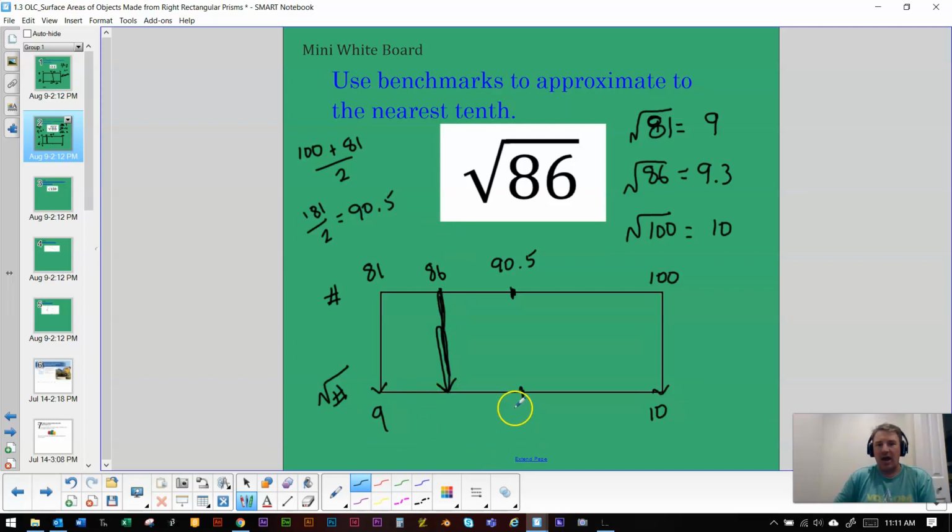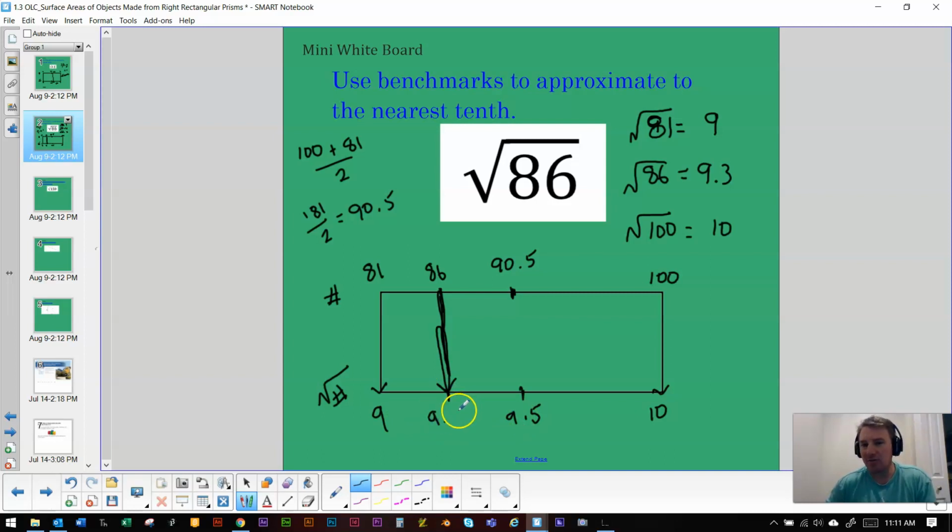What's midway between 9 and 10? Well, we know the midpoint has to be about 9.5, or exactly 9.5. So now we're somewhere between 9 and 9.5. So we've narrowed it down to what the square root could be. And to me, it looks like this is pretty darn close between 9 and 9.5. So that's going to be at 9.25.